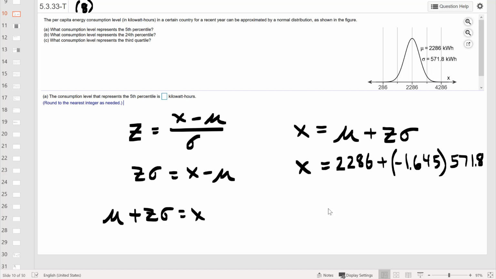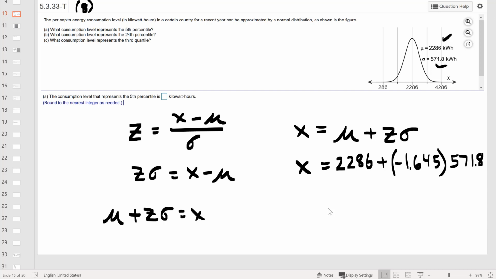So per capita, your numbers may be slightly different than mine. So my mu is 2286 kilowatts. Standard deviation is 571.8 kilowatts. So this is consumption of energy in kilowatt hours, kind of like running the electricity in your house, for a certain country in recent years, approximated by a normal distribution. You could tell it's normal because of the way it looks here. So the question is, what consumption level represents the 5th percentile?